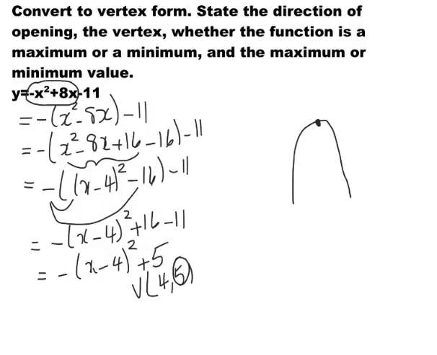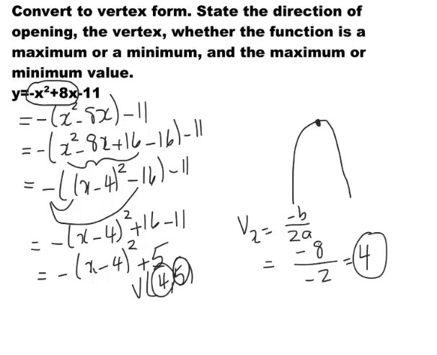Now to show you the fast way of doing it, I'm going to find the x coordinate of the vertex just to show you how easy it is. So Vx is minus b over 2a, which is minus b is minus 8 over 2a. A is negative 1, so it's negative 2, and this one gives us 4, which is the same as the x coordinate of the vertex we found previously. To find the y coordinate, we just sub 4 back in this equation and we can find the y coordinate of the vertex.